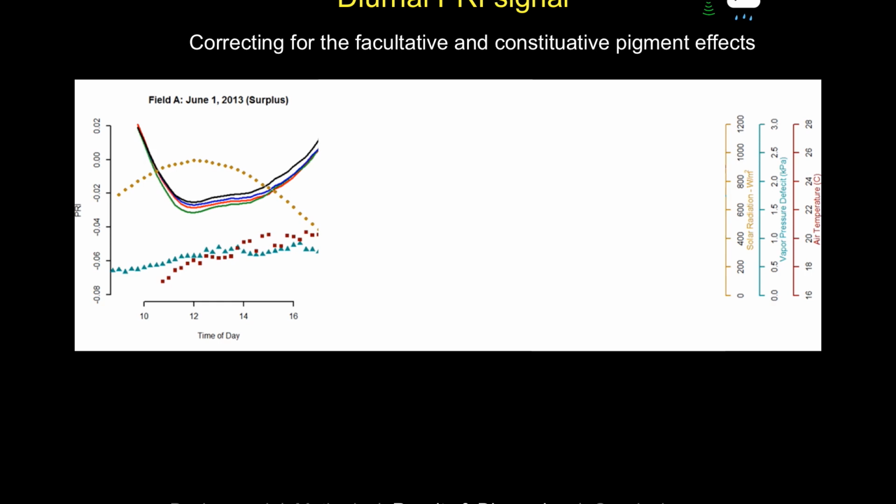So if we take a look at the diurnal PRI signal, where we begin to try to correct for these facultative and constitutive pigment effects. If we look back on June 1st during the tillering stage of the crop, when the water is in surplus, we see, represented by blue and red, very low VPD and air temperature. This was a clear sun day, represented by the gold dots. And we see a bit of a drop in the PRI signal, and each one of these lines represents a fertilizer regime. You see there's not much spread in fertilizer, and they're all kind of responding similarly.